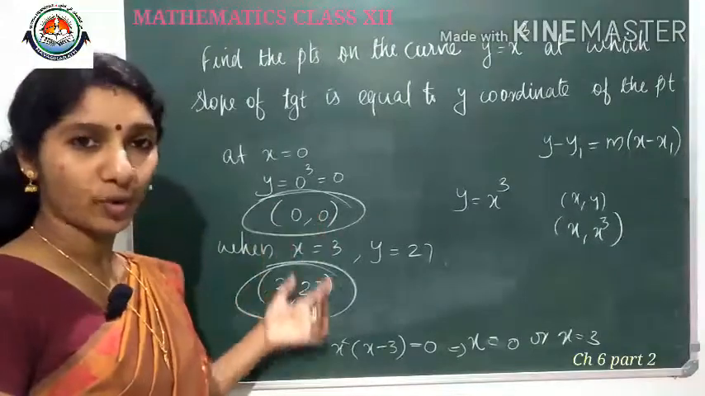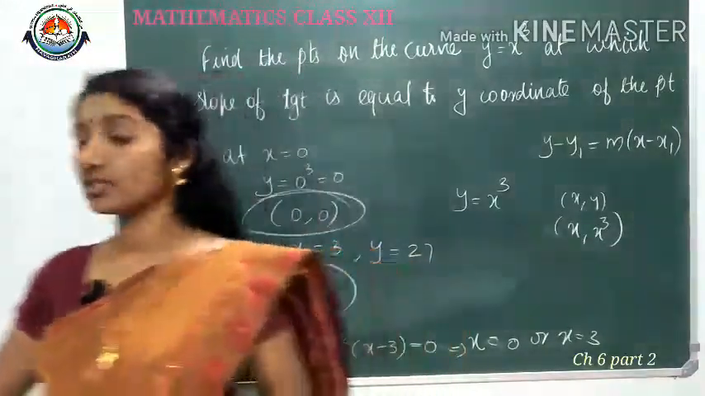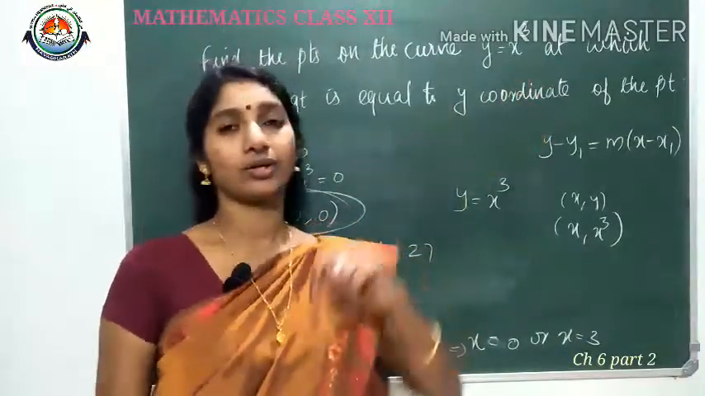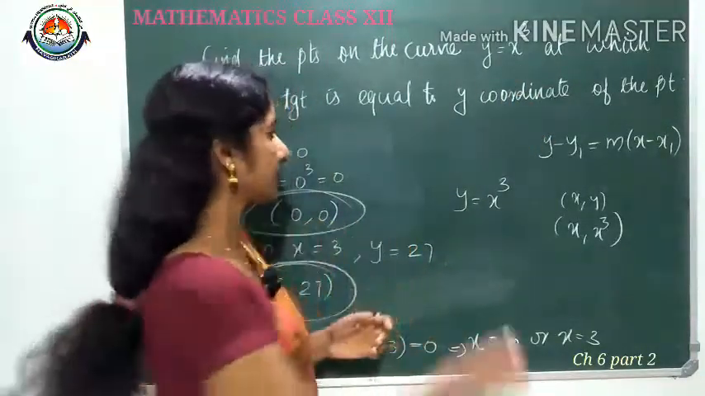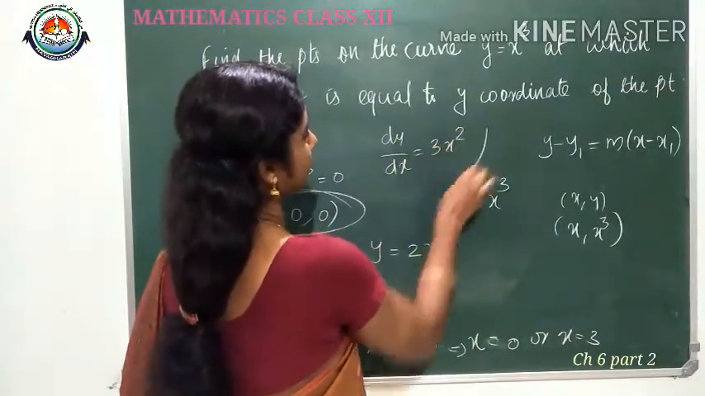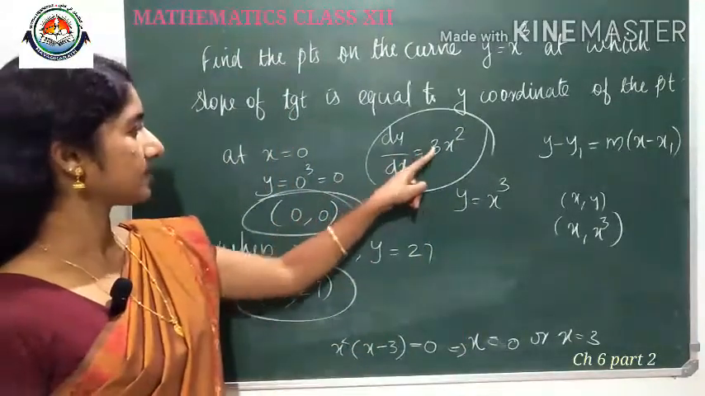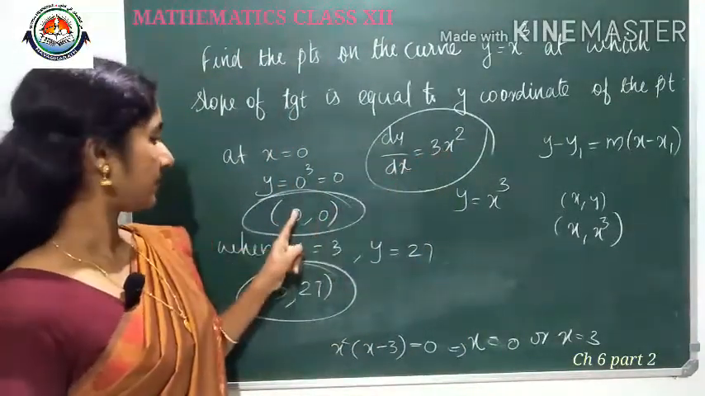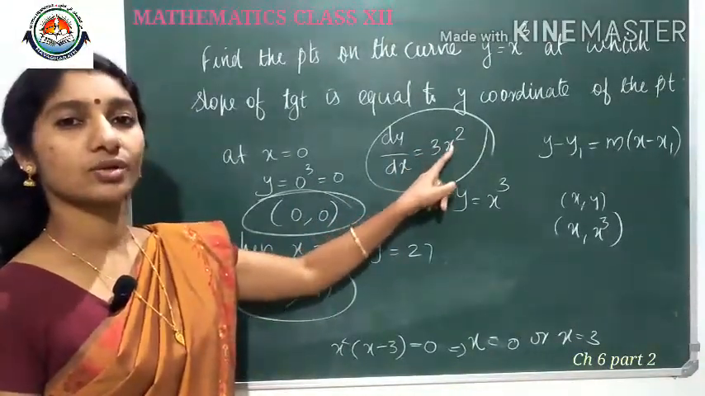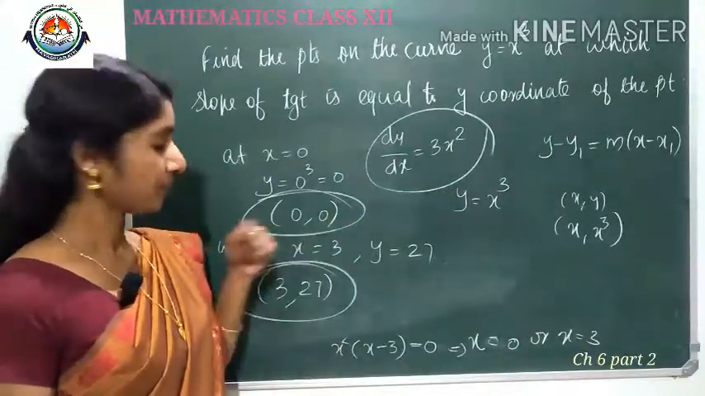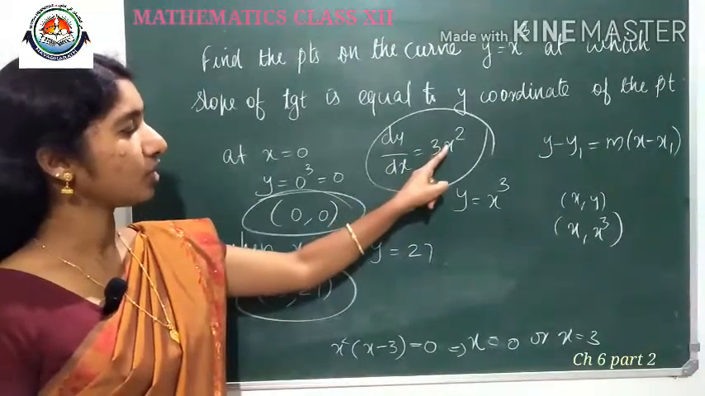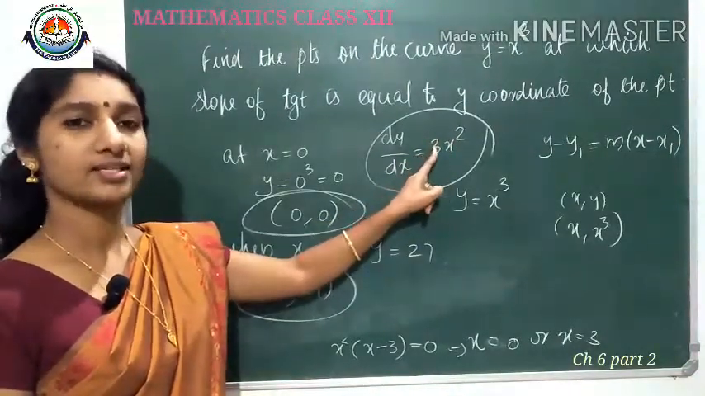At these 2 points, what is happening? At these 2 points the slope of the tangent and the y coordinate are the same. Check it. What is the slope? dy by dx equal to 3x square. When x equal to 0, the y coordinate is 0. What is dy by dx when x equal to 0? 3 into 0 square, 0. So dy by dx and y coordinate are the same. Then at x equal to 3, the y coordinate is 27. What is dy by dx? 3 into 3 square, so we are getting 27.